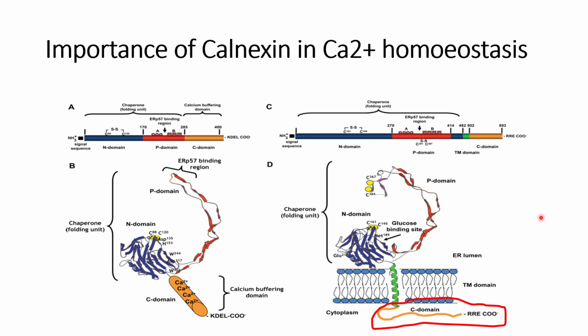So this is how calnexin and calreticulin play a role in Ca2+ homeostasis, along with maintaining the native structure of the proteins during co-translation and or post-translation, and also help in initiation of N-glycan post-translational modification. So that's all for this video.